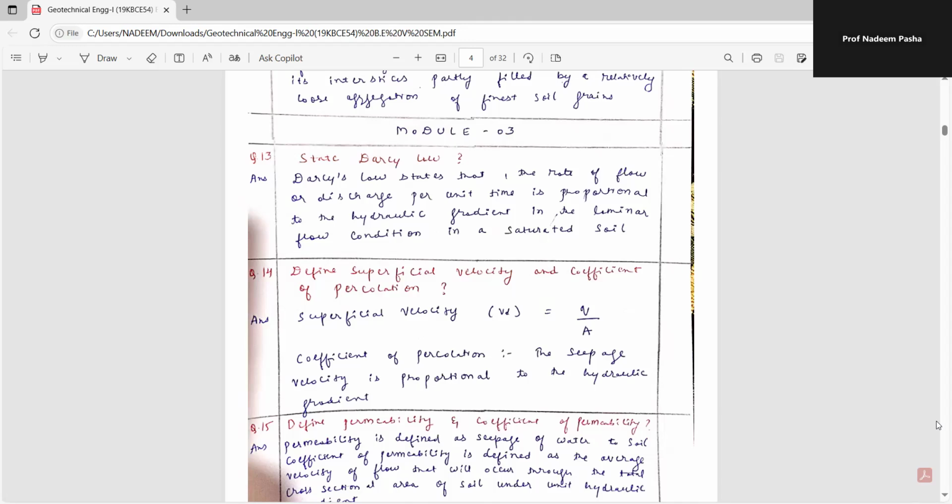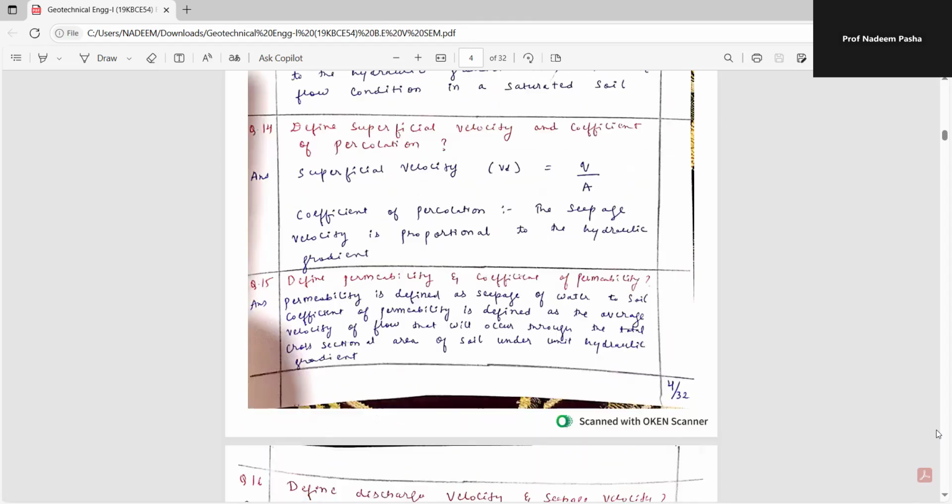Define permeability and coefficient of permeability. So how will you define permeability? Permeability is defined as seepage of water through soil. Whereas coefficient of permeability is defined as the average velocity of flow that will occur through the total cross-sectional area of the soil under unit hydraulic gradient.